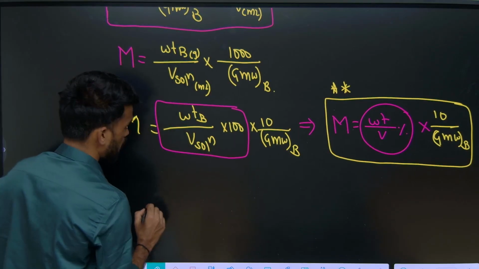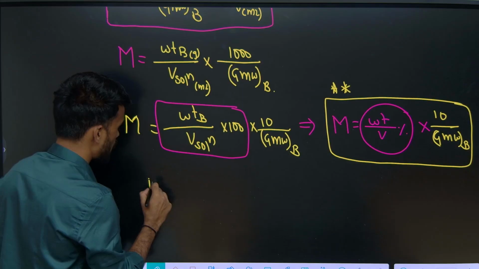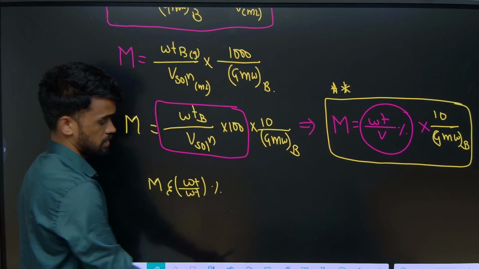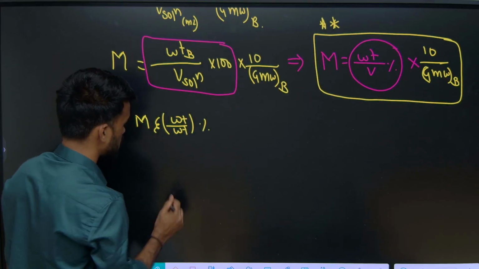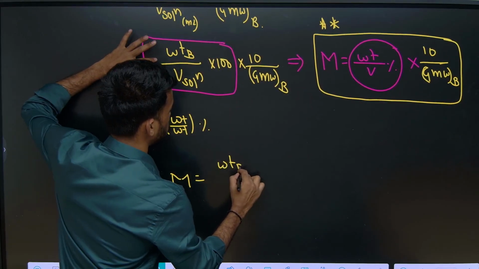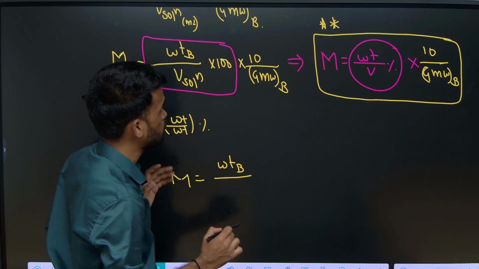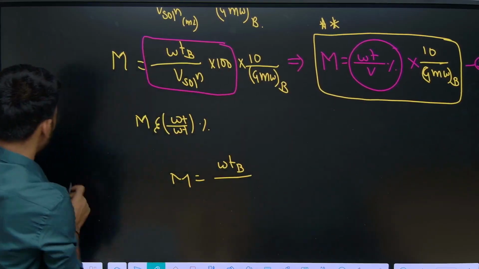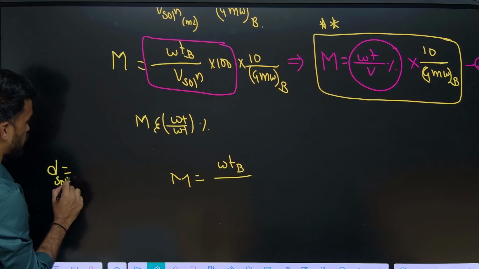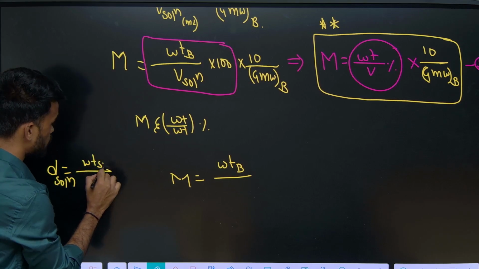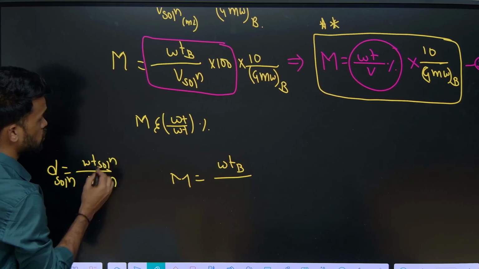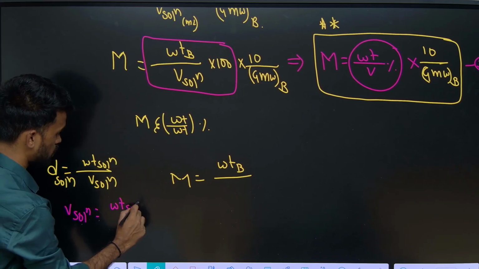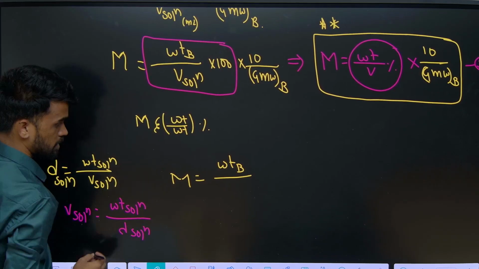Now I want to get one more relation between molarity and weight by weight percentage. How do we get this? Molarity equals weight of solute by volume of solution. For that I want to replace this volume by density. Density of solution can be written as weight of solution by volume of solution. So I replace the volume of solution with weight of solution by density of solution.